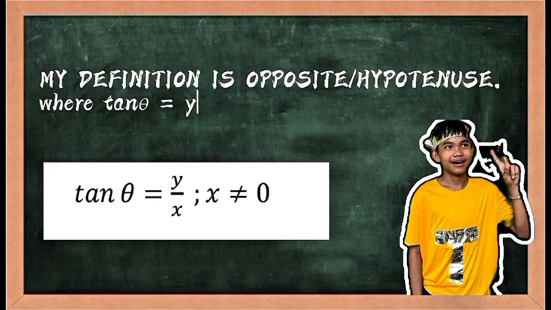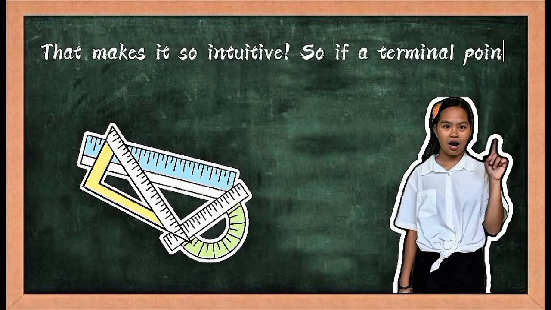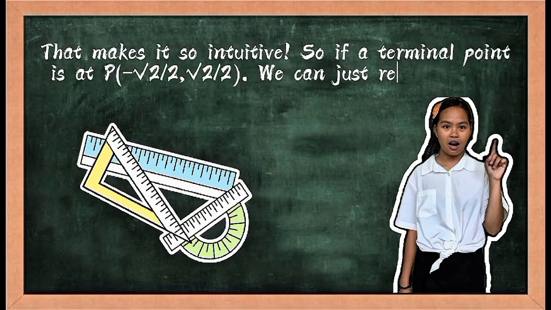And I'm tangent. My definition is opposite over adjacent, where tangent theta is equal to y over x, and x should not be equal to 0. That makes it so intuitive. So if a terminal point is at negative square root of 2 over 2 and square root of 2 over 2, we can just read you off?